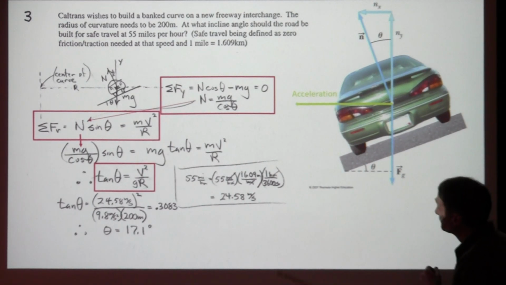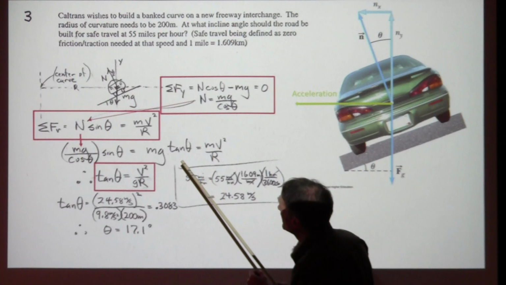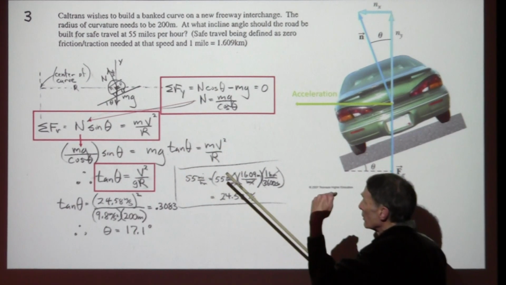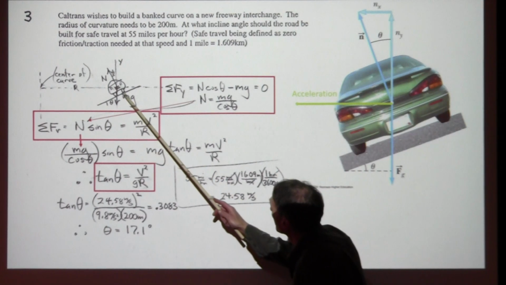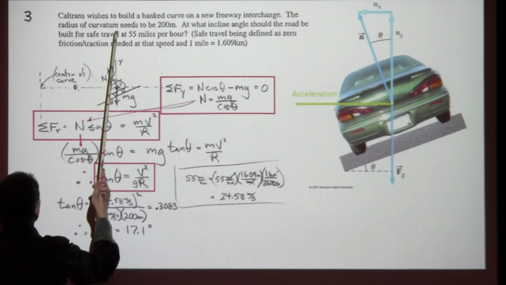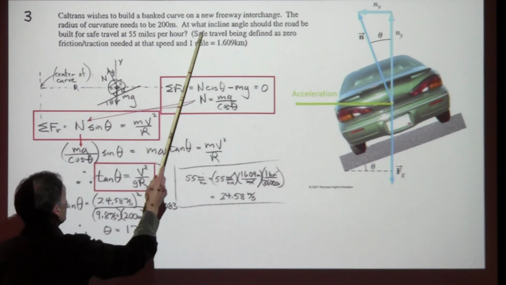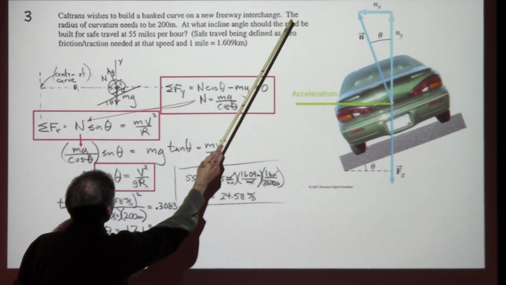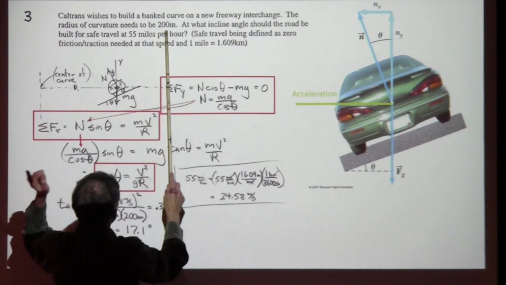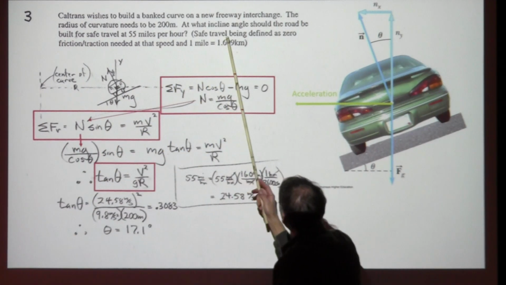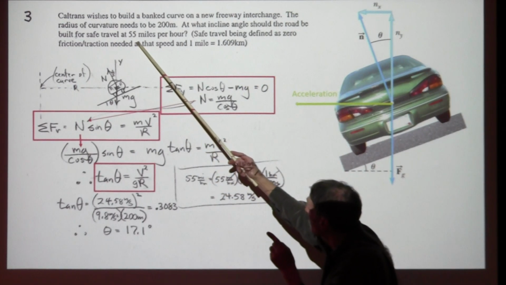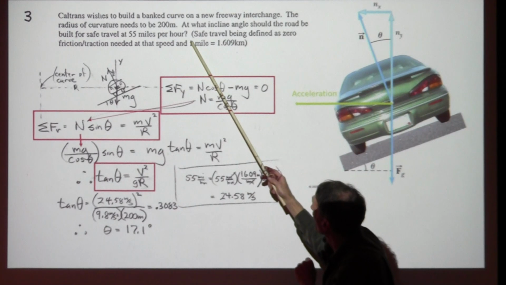Okay, so probably the first place to start is we want to be able to go around this curve, and we want to have it designed. Let's just look at the description. Caltrans wishes to build a banked highway on a new freeway exchange. The radius of curvature needs to be 200 meters. At what incline angle should the road be built for safe travel, designed for 55 miles per hour?